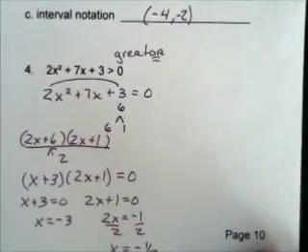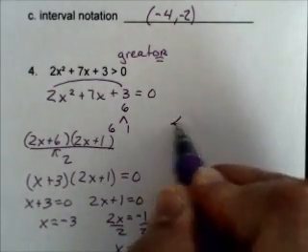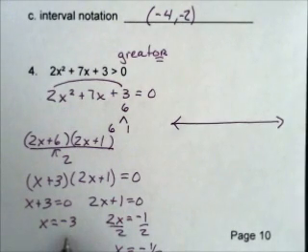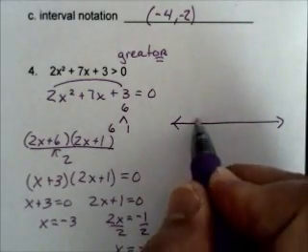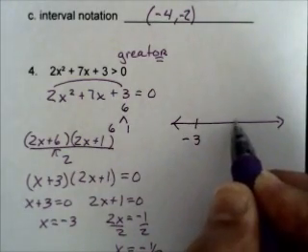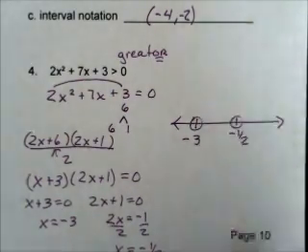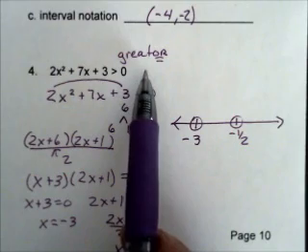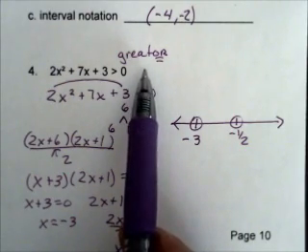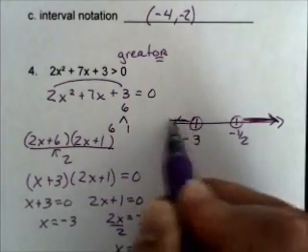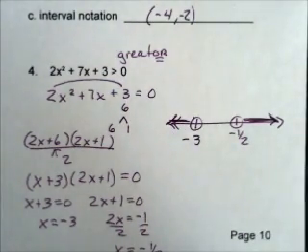Now let's take those two values and draw a number line. -3 is smaller than -1/2. So -3, -1/2. Circle each. It was greater than in our original, so we know that our shading is going to go outside these two values. So there's our graphic solution.